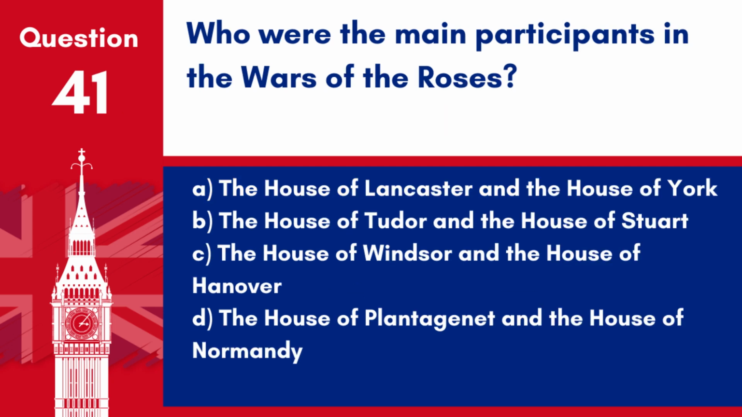Question 41. Who were the main participants in the Wars of the Roses? A. The House of Lancaster and the House of York. B. The House of Tudor and the House of Stuart. C. The House of Windsor and the House of Hanover. D. The House of Plantagenet and the House of Normandy. Answer: A. The House of Lancaster and the House of York. The Wars of the Roses were a series of civil wars for control of the throne of England, fought between the House of Lancaster and the House of York.